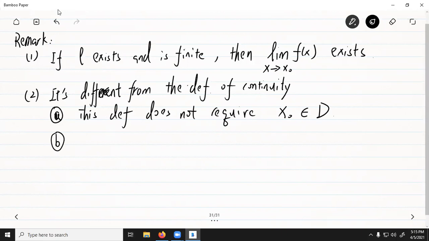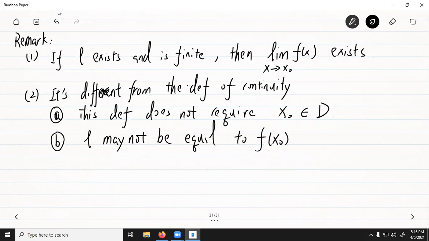B, the L in this definition may not be equal to f of x0. So this is the difference. It looks very similar, right? We have the sequence converge to that number, then the new sequence f of xn will converge to another number. In the continuity, that L must be equal to f of x0. But here, when we talk about the limit of a function, we don't require this L must be equal to f of x0, okay?